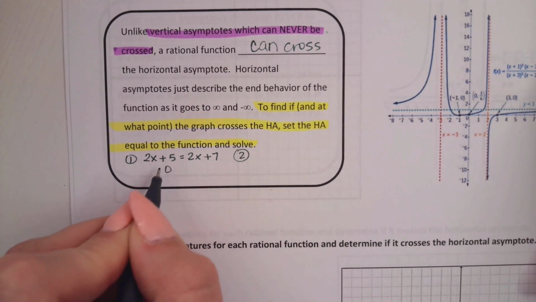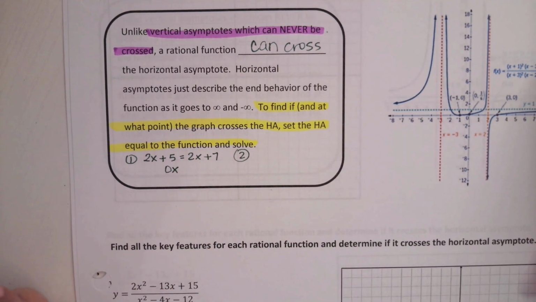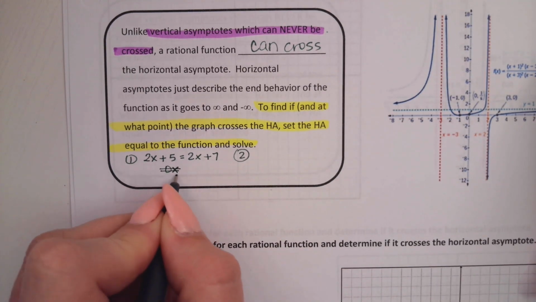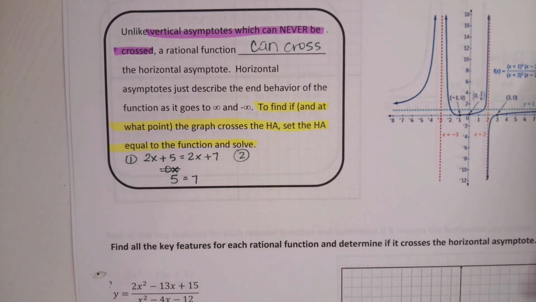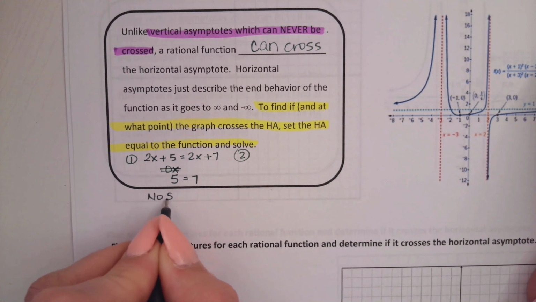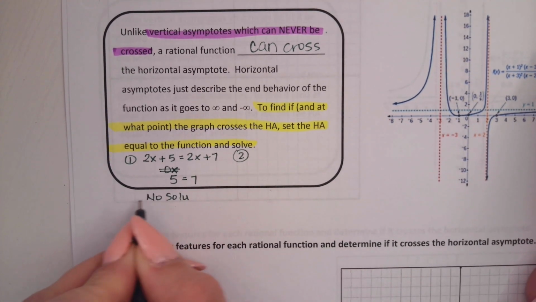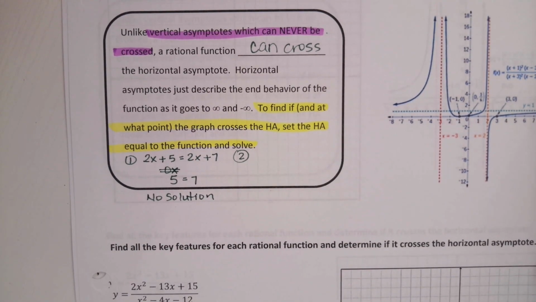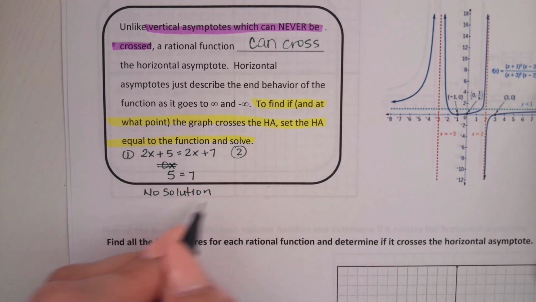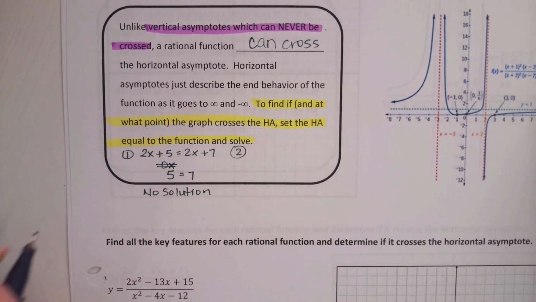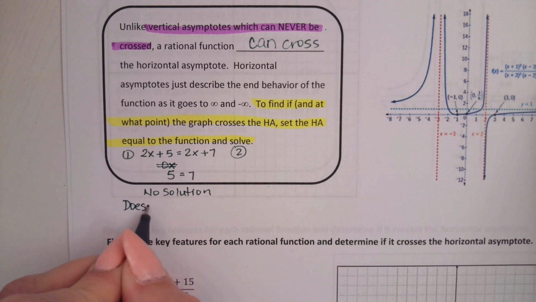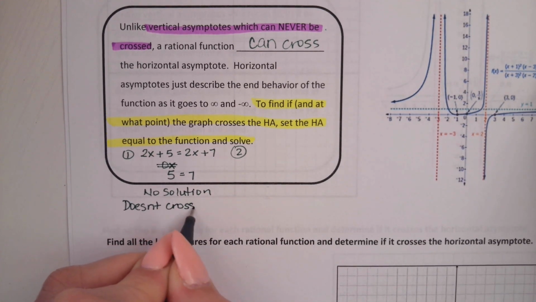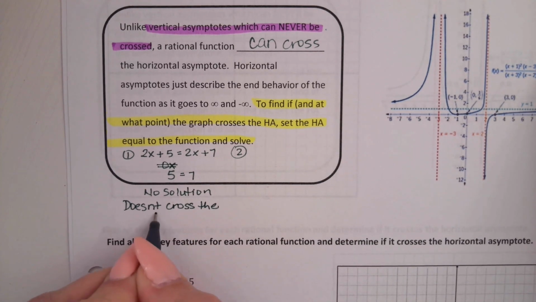It would say 0x, but do we even need to write 0x? No. So then it would say just 5 equals 7. What would be the answer to that? That's not right, right? You would write no solution. So if you're solving to find the point that it crosses the HA and you get no solution, guess what? It doesn't cross. If you get no solution, that tells you it does not cross the HA.